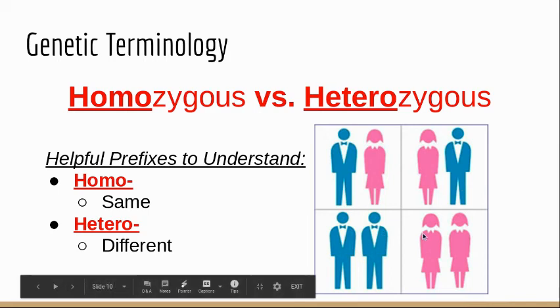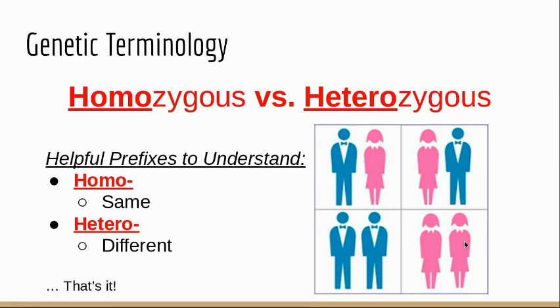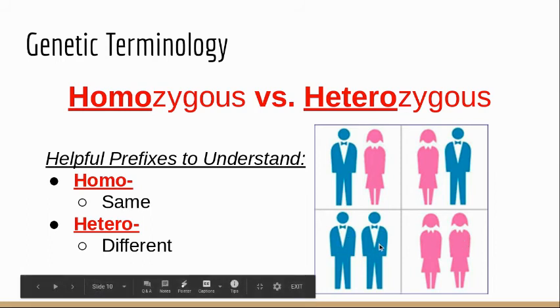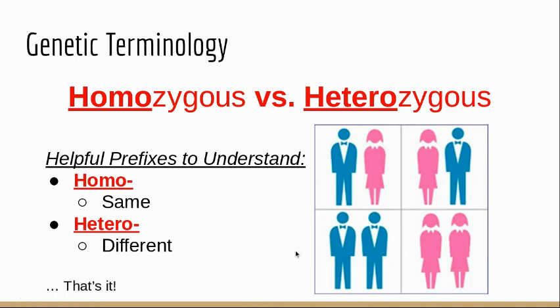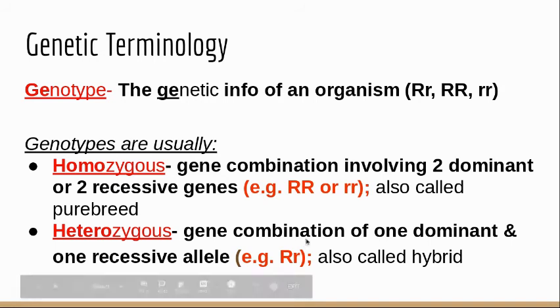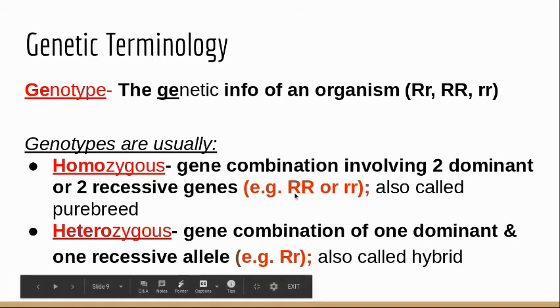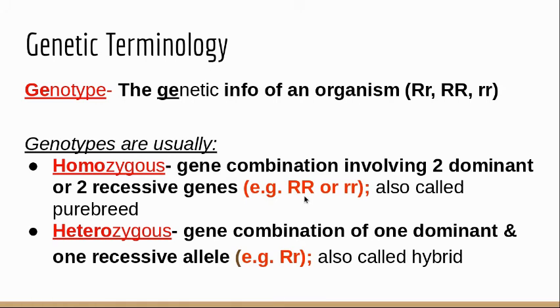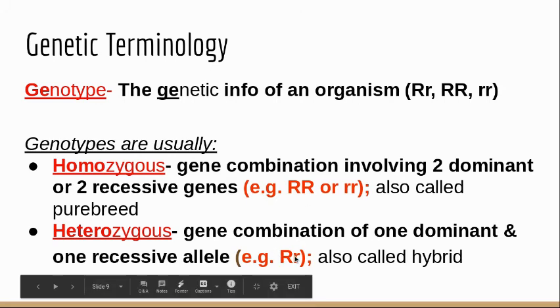Down here, I have two of the two pairs that are the same. So these are both male or blue, and these are both female or pink. Because they are the same, I would use the prefix homo. Okay, the same. Same exact thing applies when you're looking at the alleles, right? Two of the same, homo, homozygous. Two of the different, hetero, heterozygous.